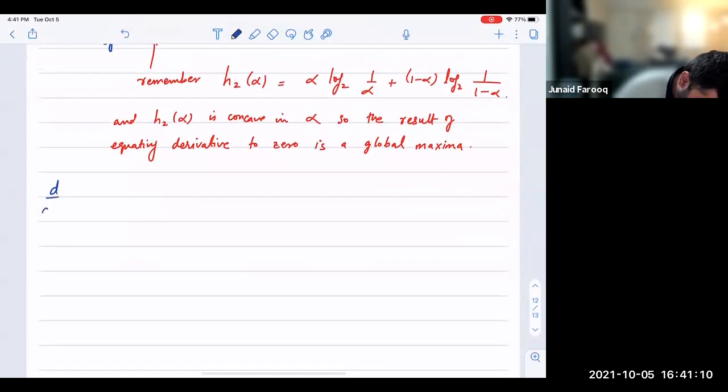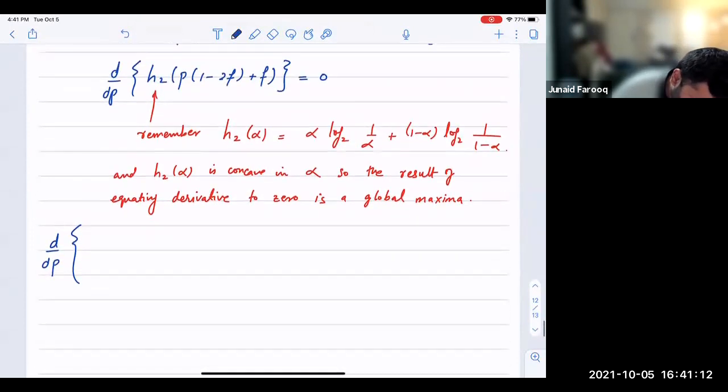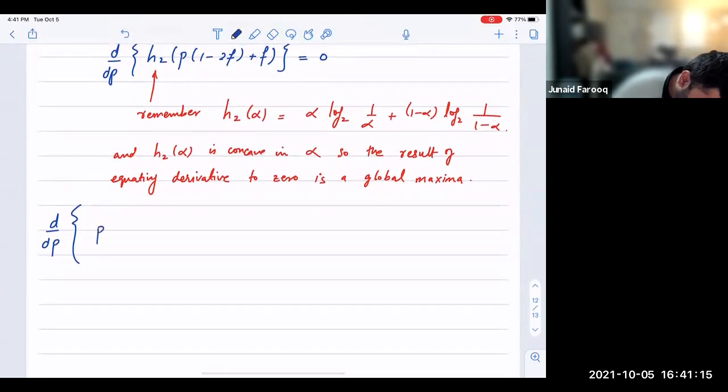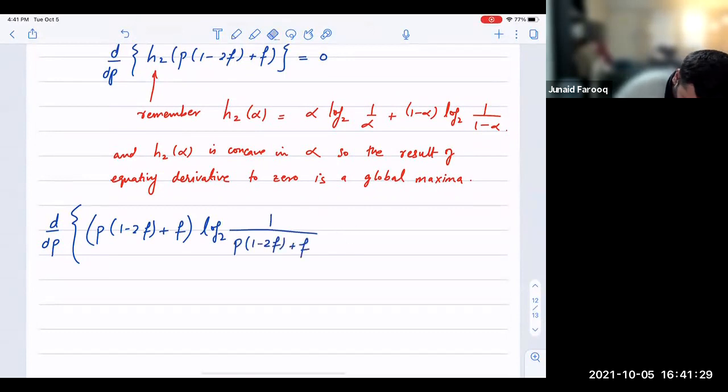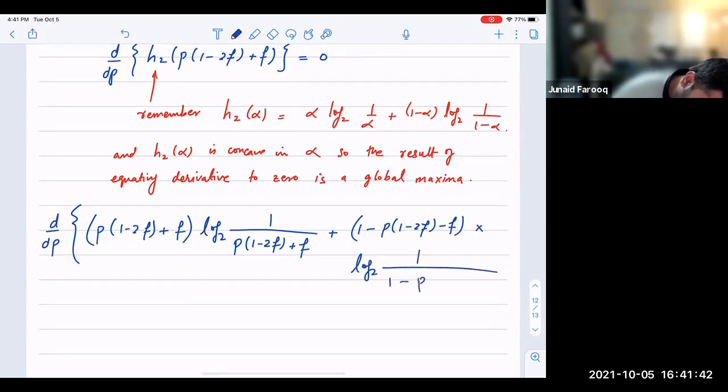So we'll have d over dp of this h2 of this. So basically we have p(1 - 2f) + f times log 2 of 1 over p(1 - 2f) + f, plus (1 - p)(1 - 2f) - f times log 2 of 1 over this, (1 - p)(1 - 2f) - f. Okay, so we have to take the derivative of all of this and put it equal to 0.